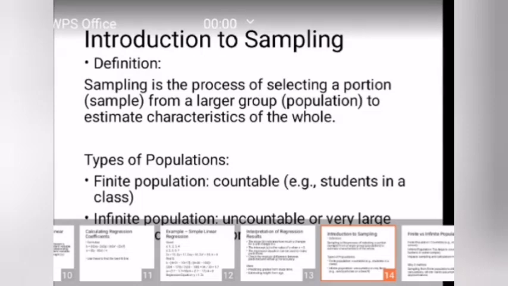So, introduction to sampling. Sampling is the process of selecting a portion, a sample, from a larger group or population to estimate characteristics of the whole. It's just like an example.